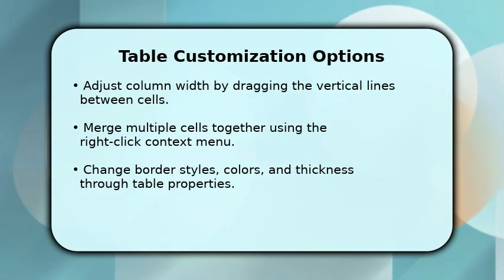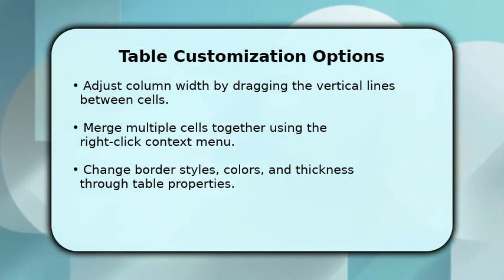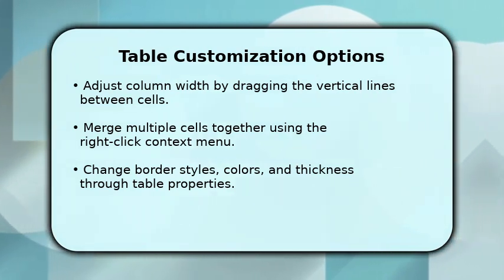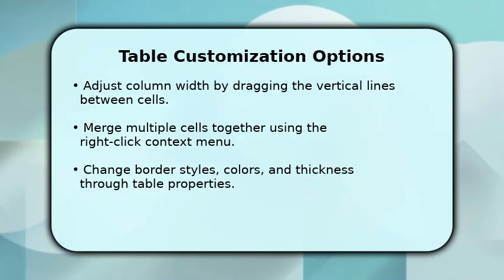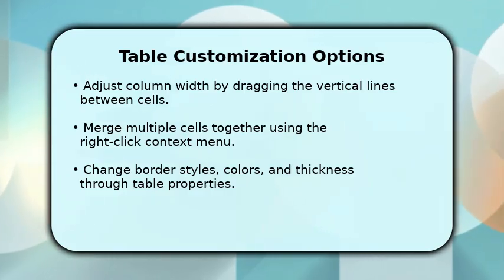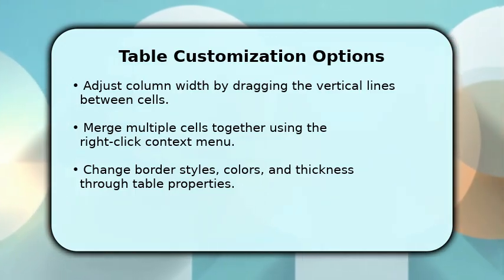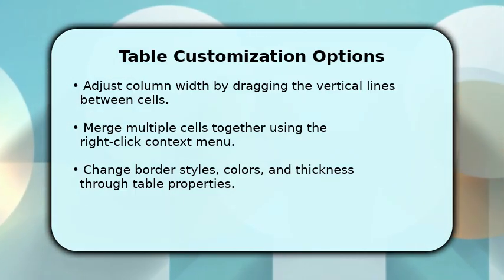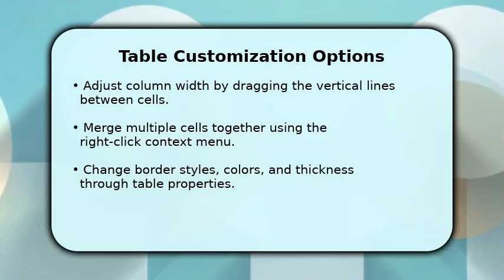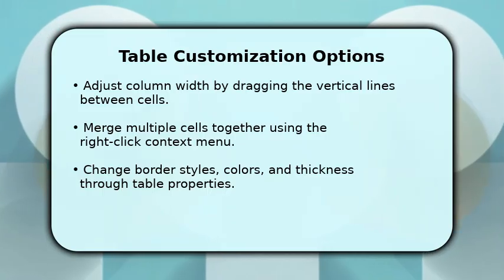Once your table is in place, you can easily customize its appearance. To resize columns, just click and drag the vertical lines separating them. If you need to combine cells, select the cells you wish to merge, right-click and choose Merge Cells. You can also modify borders by right-clicking the table, selecting Table Properties, and adjusting the color, width, or style of the lines. These options give you full control over your table's look.